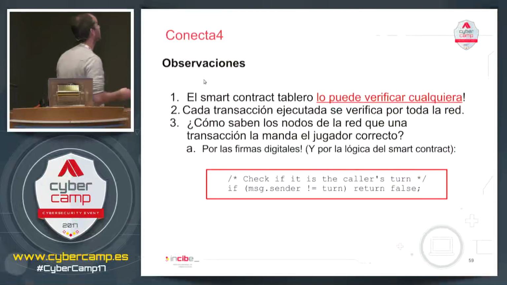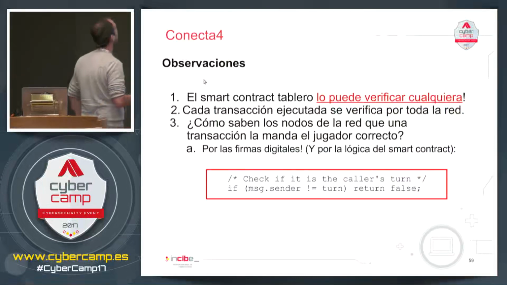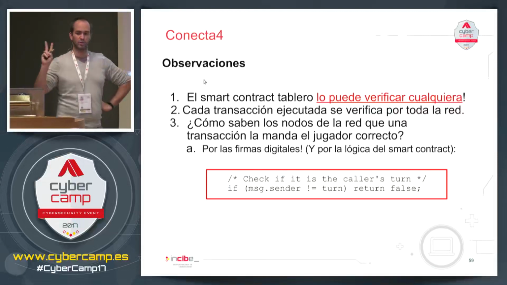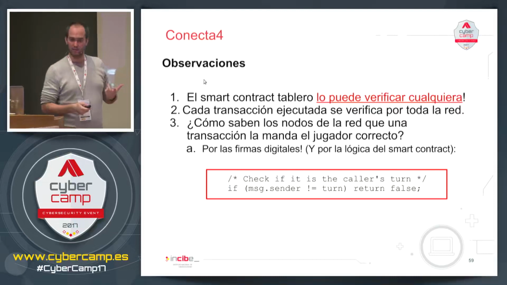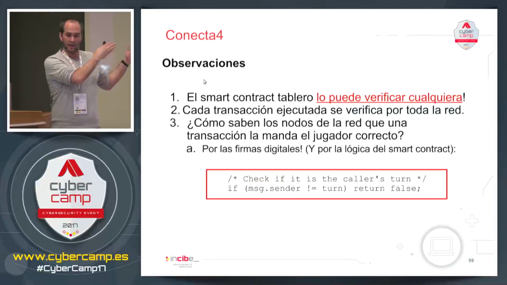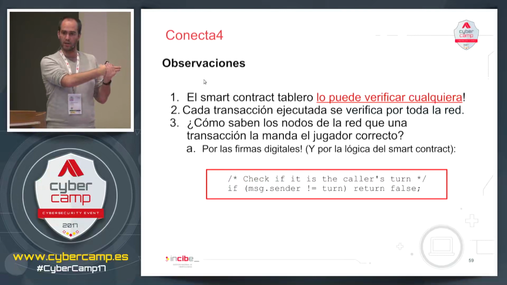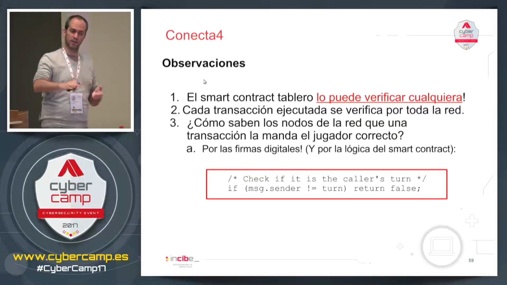We'll be back there shortly. How do we know that a transaction has been sent by the correct player? For 2 reasons. Because it's signed digitally, because the private key is associated to the public key of the user who owns the player's contract.